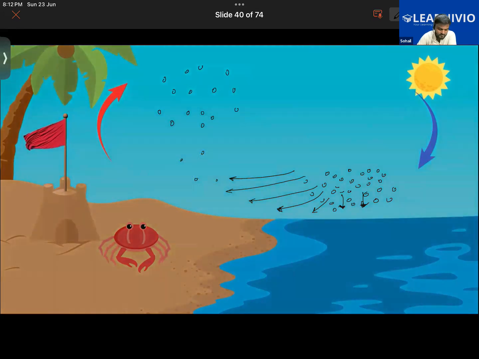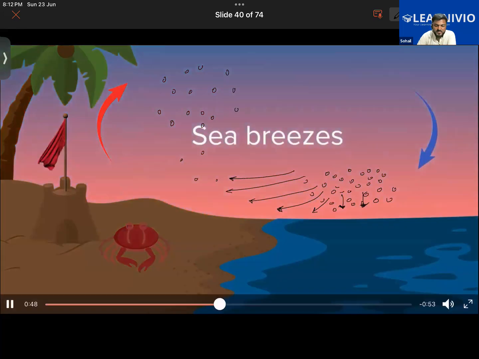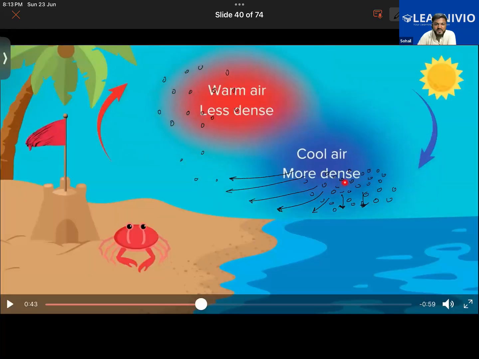Continues. Pay attention over here. What happens? The cool air, which is denser, will move towards the land. And as soon as it moves towards the land, it will again be heated because land is warmer. It will again rise up, right? Now this warm air will go towards the water body, and again the cool air will go towards the land. So a cycle will continue over here.